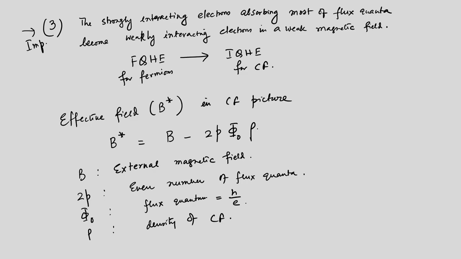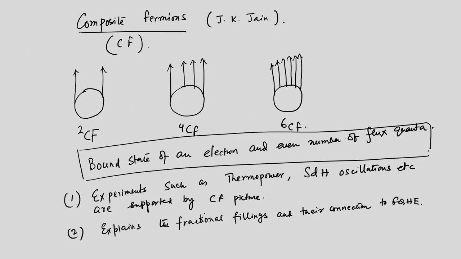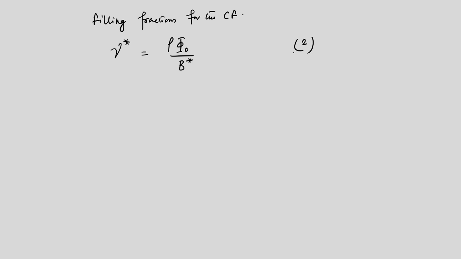Let us now see what this means in terms of the electron filling. So the filling fraction for the CF, let us call that nu star, in keeping with B star, is equal to rho phi 0 divided by B star. And it is of course understood that B is pointing in the Z direction, so B, the external field, is in this direction. Let us call this equation 1 and this equation 2. That is the definition of filling fraction, which is rho, the density of the composite fermions, multiplied by phi 0 divided by B star.